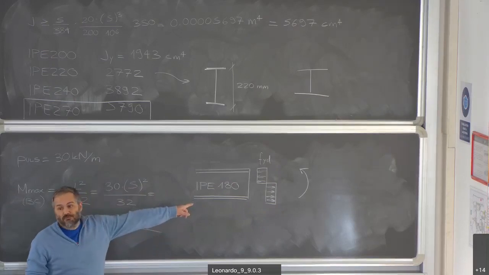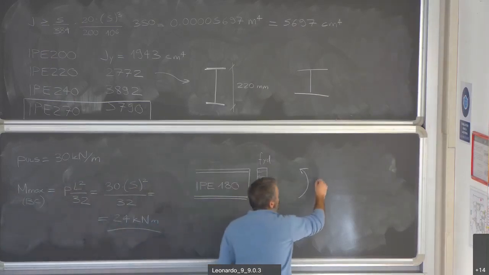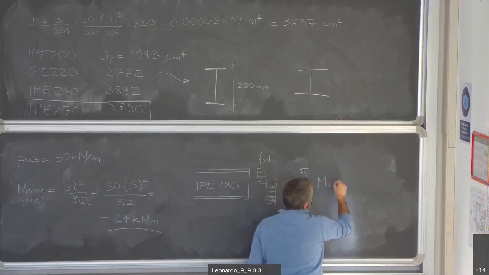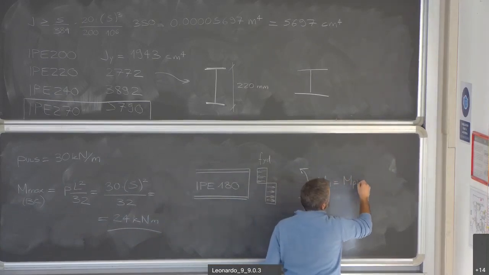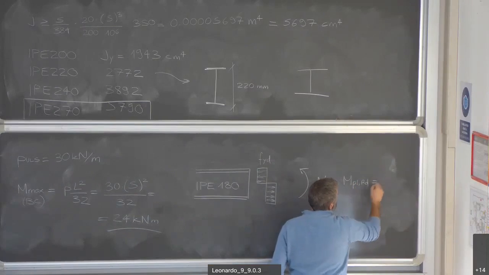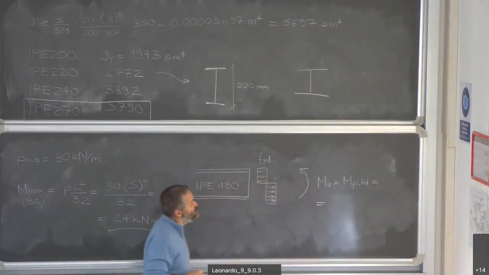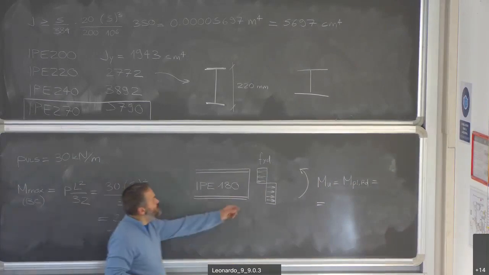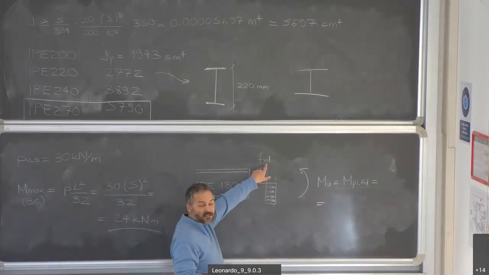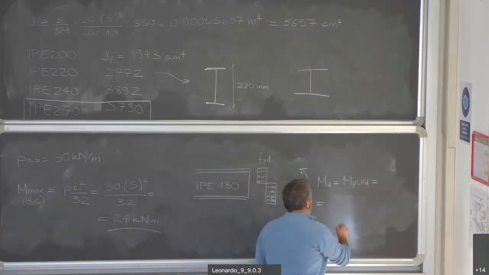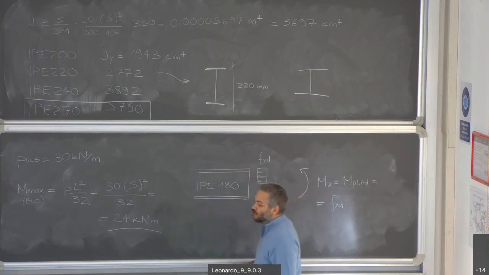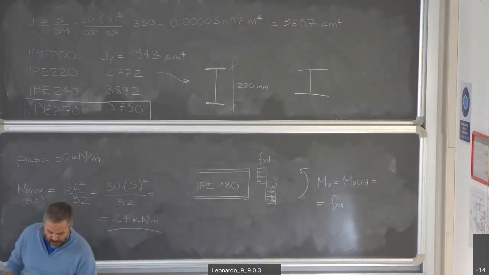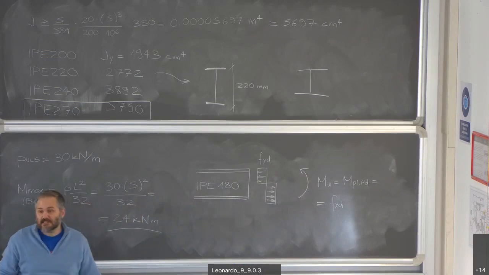The moment which corresponds to such a distribution is called M plastic, resistant, like this. It doesn't matter about the symbol. The important thing is to remember what its expression is. Given FYD, the yield strength, the value of the maximum bending moment the section can develop is FYD times a certain geometric property, which we call plastic section modulus.